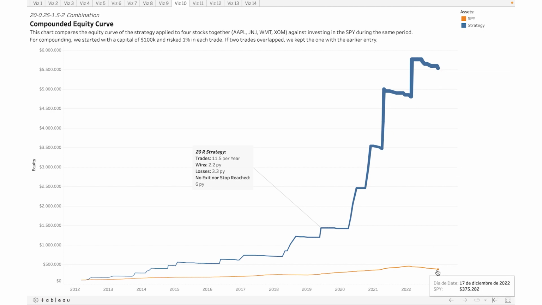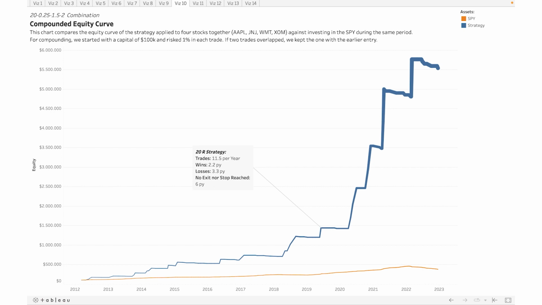To achieve the compounding effect, I simulated a starting capital of 100k and risked 1% for each trade. If two trades overlapped, I kept the one with the earlier entry. That meant there had to be a minimum of 7 trading days between one entry and the other. If that didn't happen, then I couldn't enter the second trade.